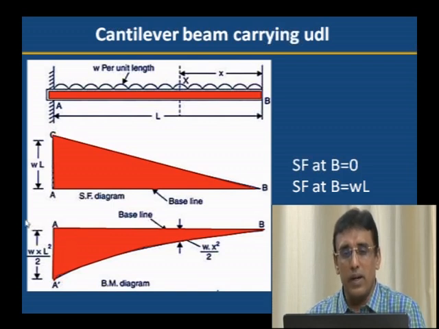While drawing the shear force and bending moment diagrams, we can observe that shear force at B is 0, so we put a point and then draw a horizontal line. Shear force at A is wL, and if we join, it will be a triangle. In the bending moment diagram, at B it is 0 and at A it is maximum, wL square by 2, and we have to join A to B by a parabola. It is not a straight line. When calculating the bending moment and shear force, we can observe how to draw the complete diagram.